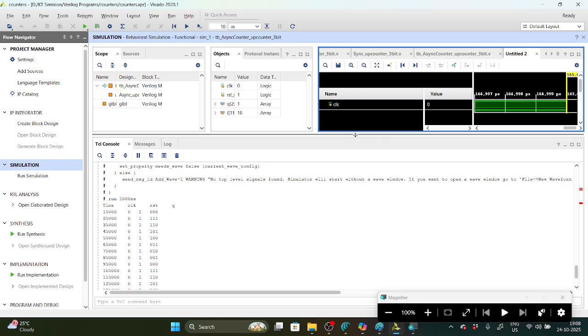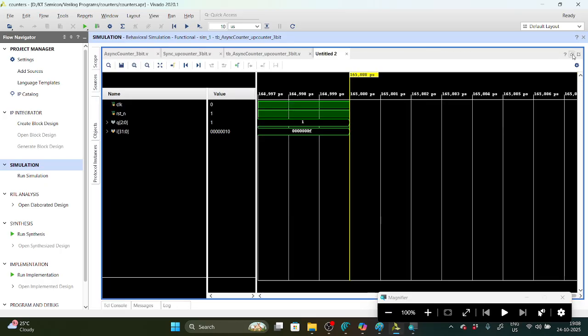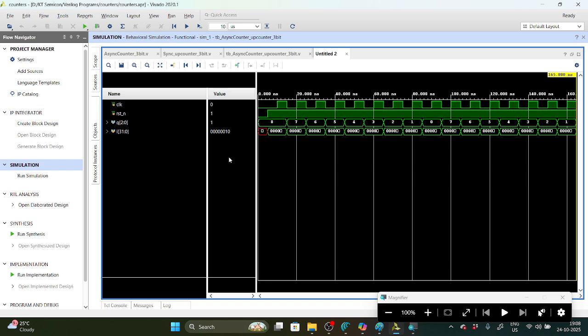So just here, elaborate the design and fit to page. Initially when reset is 0, the output is 0 only. When it is going from reset mode to functional mode, during the negative edge of clock only the output is changing. It will start from 7, 6, 5, 4, 3, 2, 1.